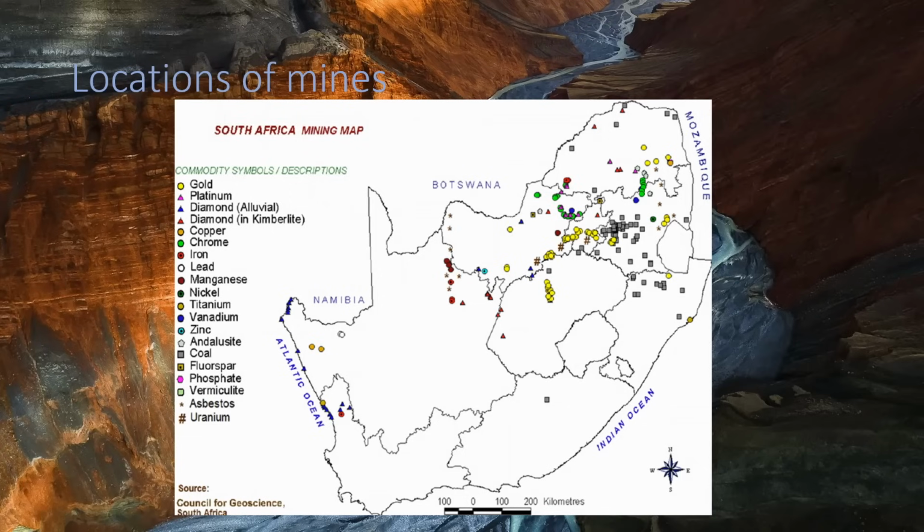As you can see on this map, there are many different mines that are represented. The two that we are going to look at are gold mines and coal mines. Gold is represented by these yellow dots spread roughly towards the middle of South Africa, and coal is represented by these grey dots or grey squares over there. So as you can see, we have a variety of metals and minerals that are mined in South Africa, shown on the map below.